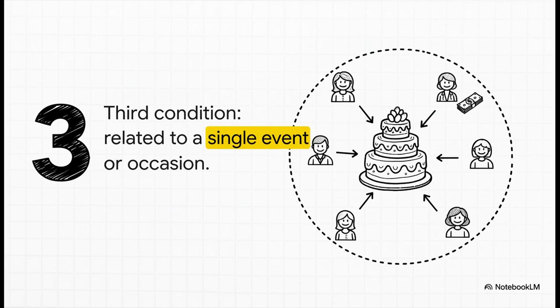And the third one, and this one is so important, is that it covers all transactions that are tied to a single event or occasion. So picture a wedding caterer. They can't just take multiple cash payments from different family members if it all adds up to 2 lakh or more, because it's all for that one wedding. The event itself is the link.